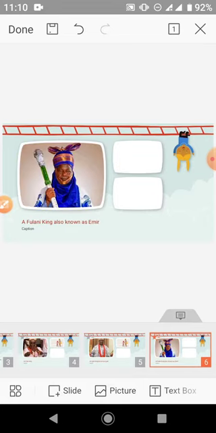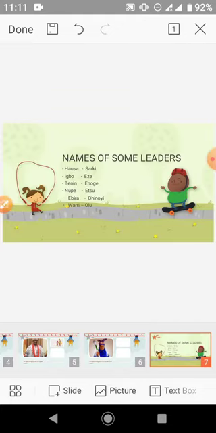Okay, so this is a Fulani Emir. Of course, you can see the way he's dressed, he has his own staff as well. So there are some of these kings, leaders, who have some things that are associated with them. We are quickly going to look at some of those things now.